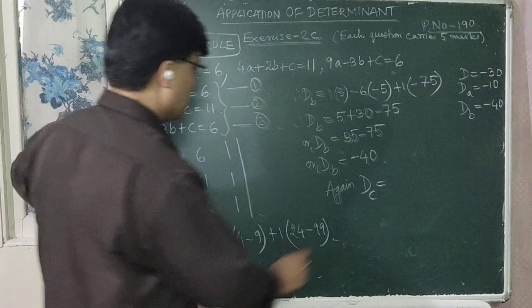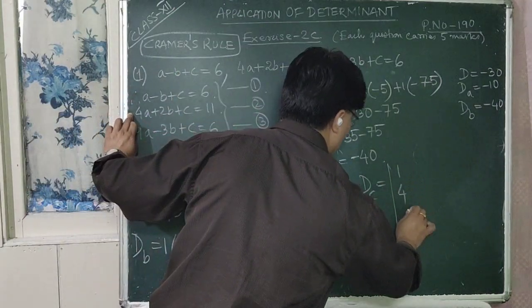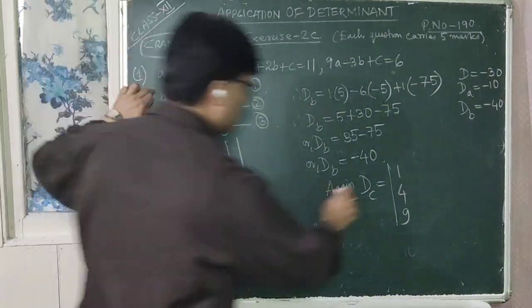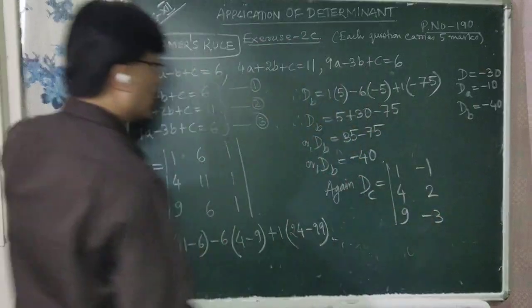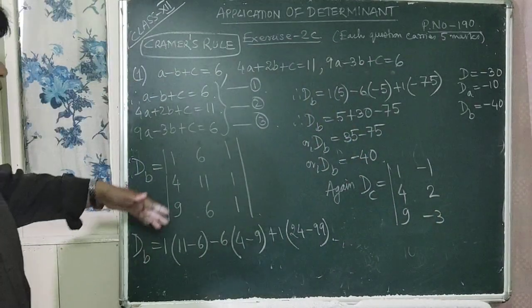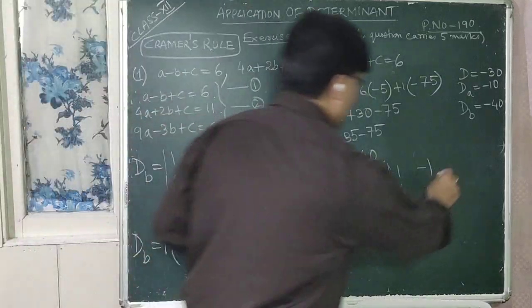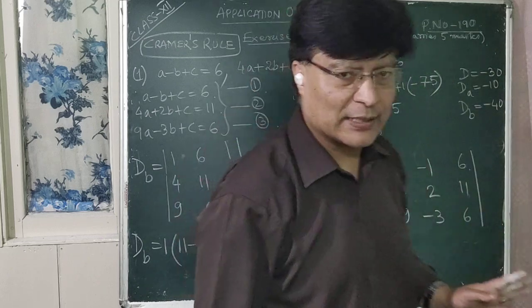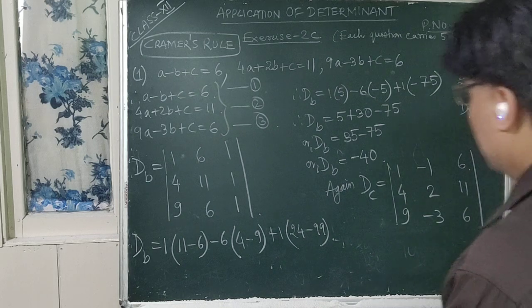That is what? 149, right? Remain same. In D, and then second column, minus 1, 2, and minus 3, second column remains same. But this third column, that is 1, 1, 1, should be replaced by 6, 11, 6. Is that clear? Now let us expand it now.